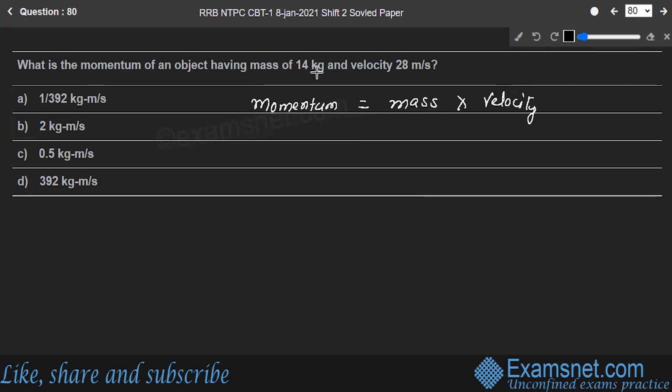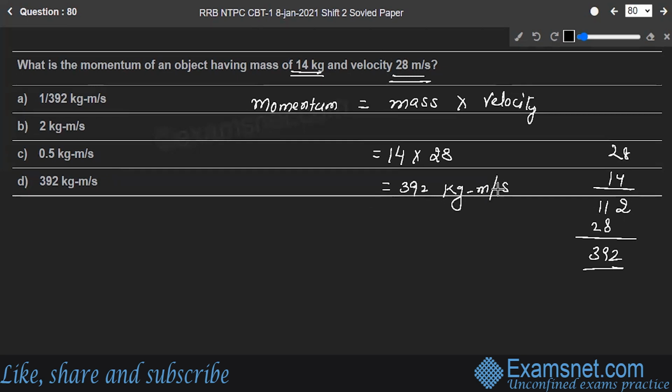So here we are given the mass to be 14 kg and the velocity to be 28. So 14 multiplied by 28, we have 392 kg meter per second as the momentum of that body, which is having this mass and this velocity. That means we have option D as the correct answer.